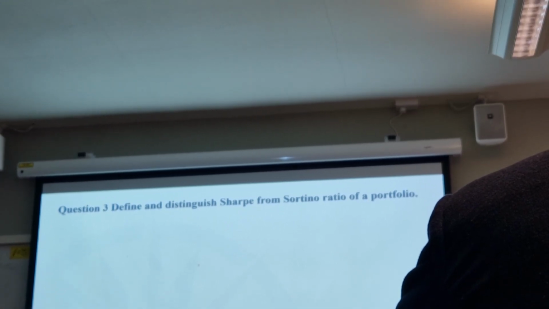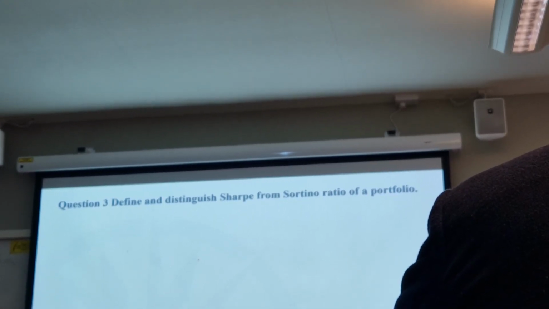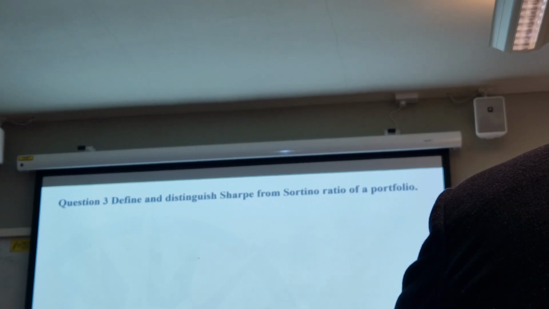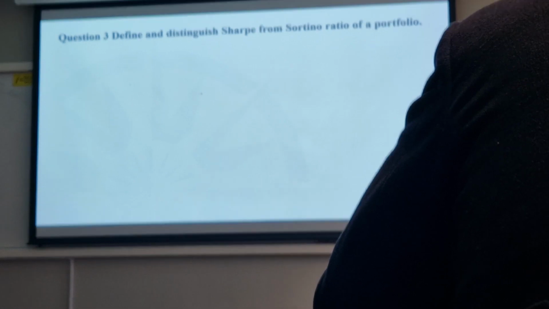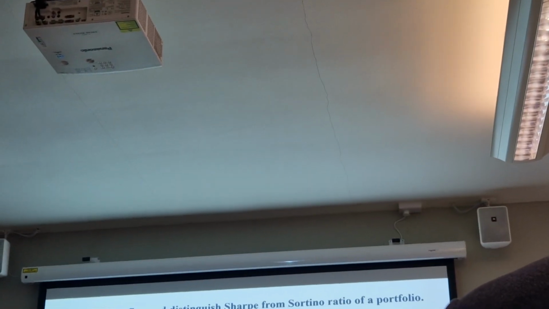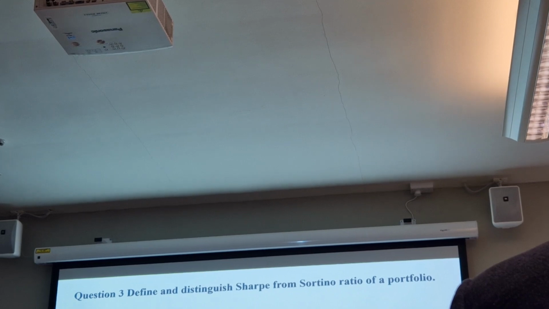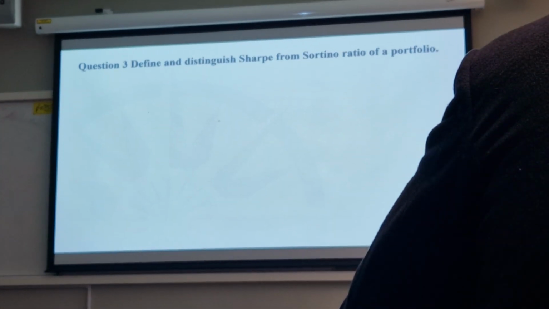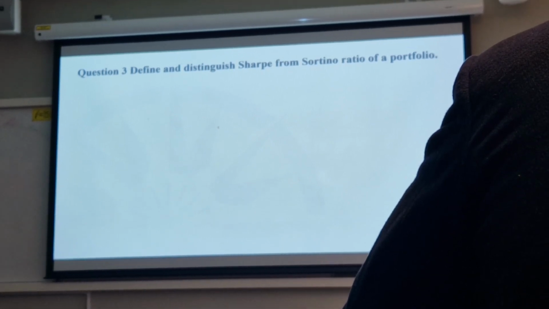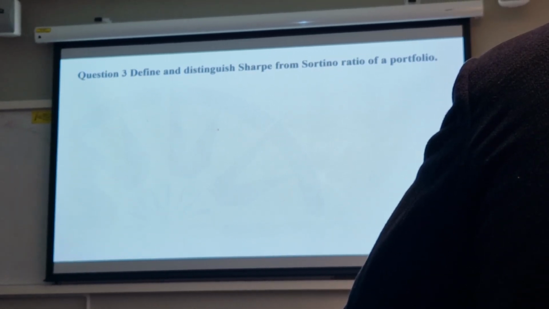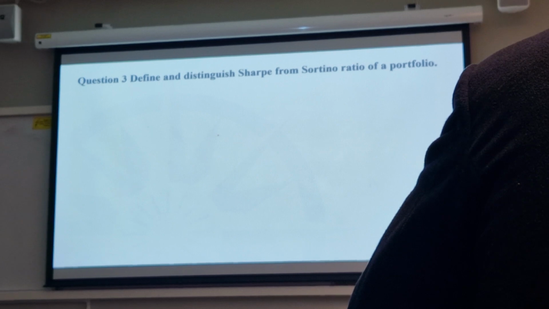So the Sharpe ratio, Sortino ratio, and Treynor ratio are all similar. The difference is the denominator. The numerator is all the excess return, so it's the mean return minus the risk-free rate. That is the numerator, and the denominator is different. For the Sharpe ratio, that is total risk, the standard deviation. The Treynor ratio uses systematic risk, that is beta. And the Sortino ratio is actually downside risk.